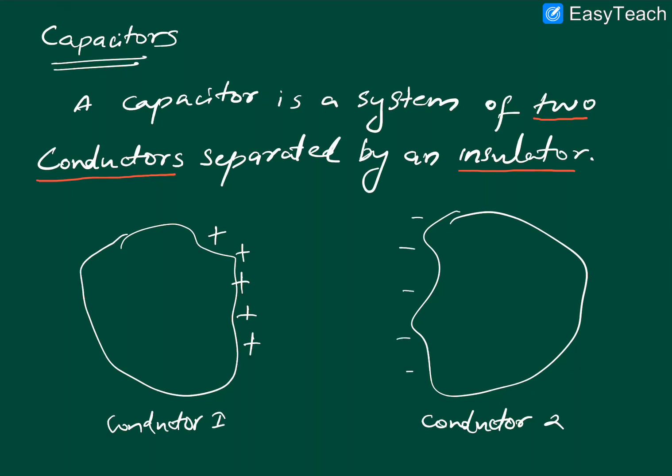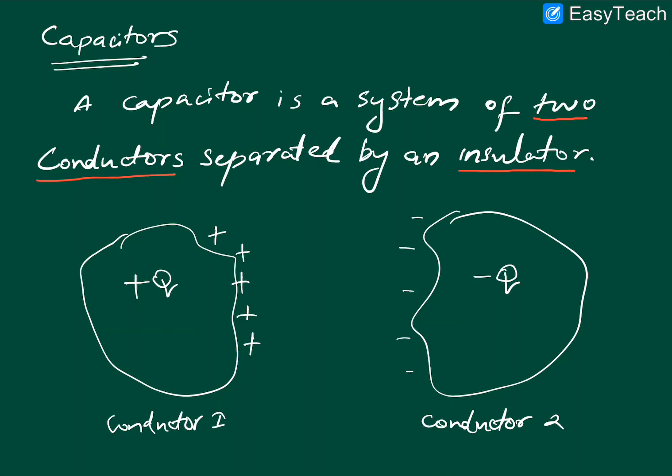Positive means electrons are moving out, negative means excess electrons are there. That is the simple meaning. I already discussed in the first few lectures what is positive charge and what is negative charge. So let us imagine that the first conductor has a total positive charge plus q, and the second conductor has minus q charges.